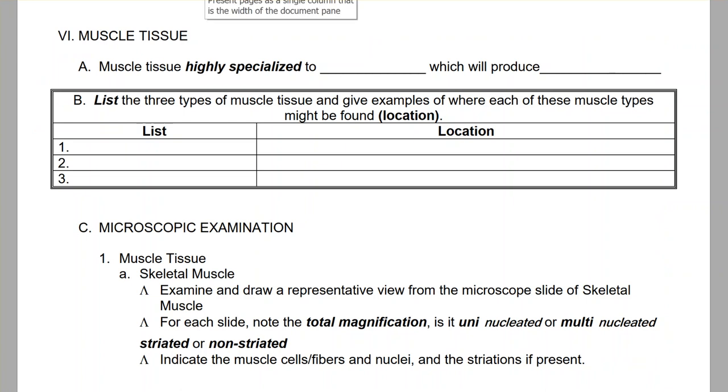All right, so we are finished with connective tissue. Now we're gonna move on to those three types of muscle tissue that you find in your body. Check out your lab manual, it does a great job of describing these. I think the muscle starts on page 81. Let's take a look at some muscle tissue.